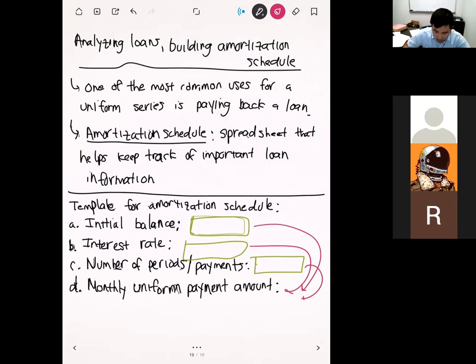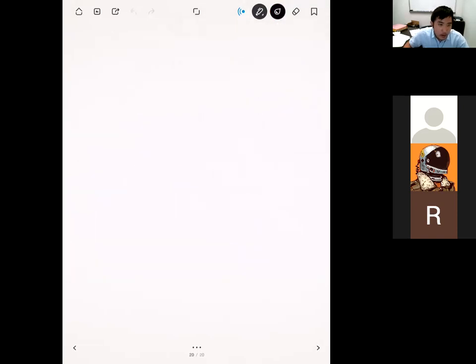And so that's the top section of an amortization schedule. Now let's go over what the rest of the table looks like. This is where it gets into kind of a spreadsheet. You have 1, 2, 3, 4, 5 different columns here.